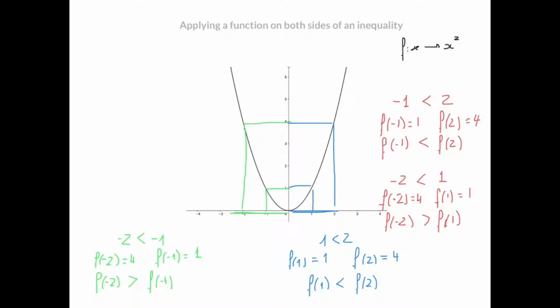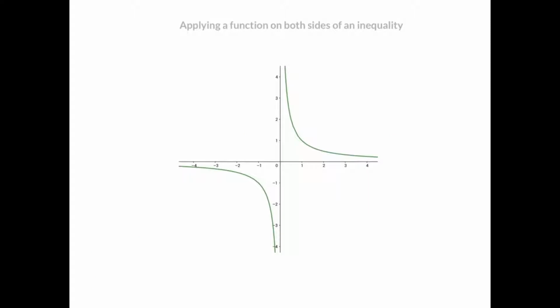But we basically can't pick one value from the green interval and one value from the blue interval, because then it becomes unpredictable, and sometimes you have to switch the inequality, and sometimes you can just leave it as it was. We need to talk about one last detail before we end this video tutorial.